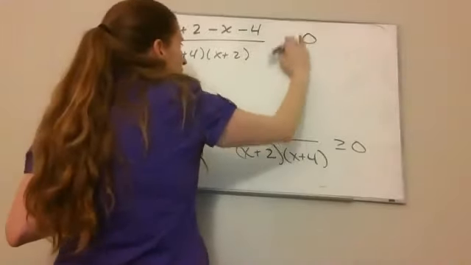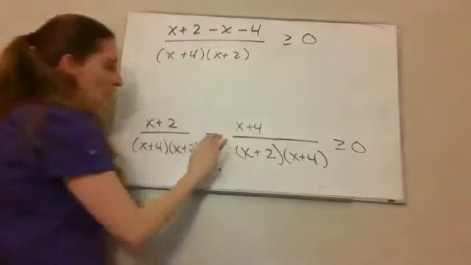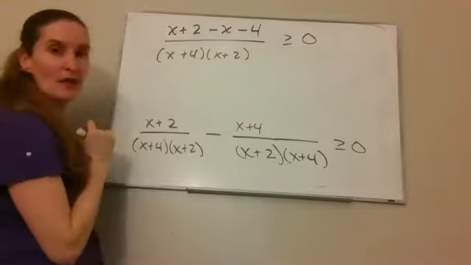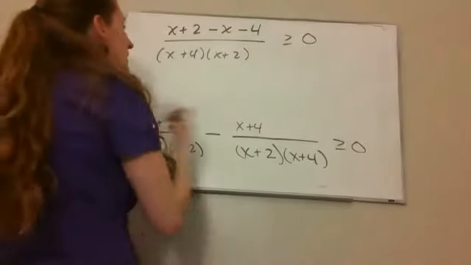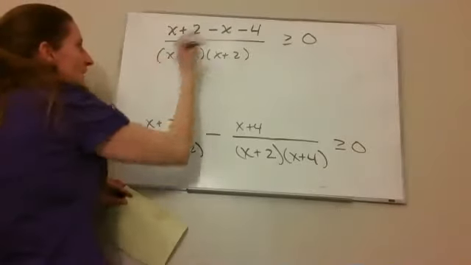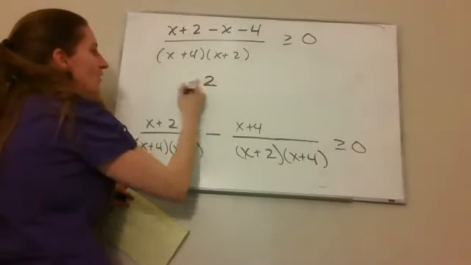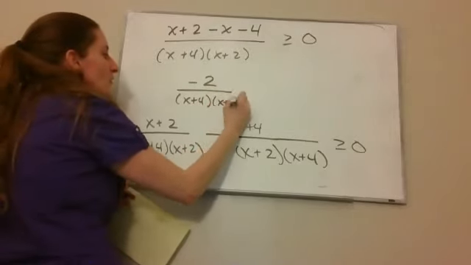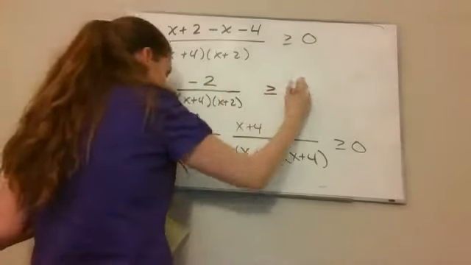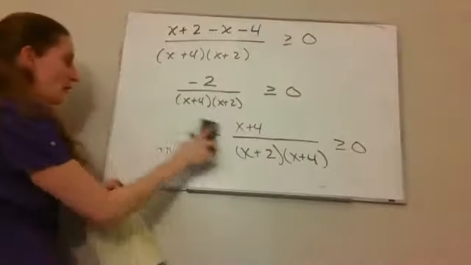Be very careful when you're subtracting here. This subtraction gets applied to both the x and the 4. That's why we have a -4 up there. Now when I combine my like terms, the x's disappeared. I just have -2 over x plus 4, x plus 2. And there's my inequality.